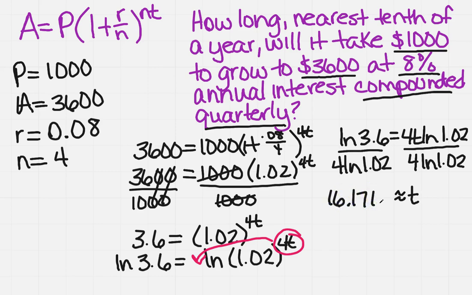16.171. Now, it says to the nearest tenth of a year. So if I need to the nearest tenth of a year, remember I come to the tenths place, I look at the number to the right to round. That's going to be 16.2 years.